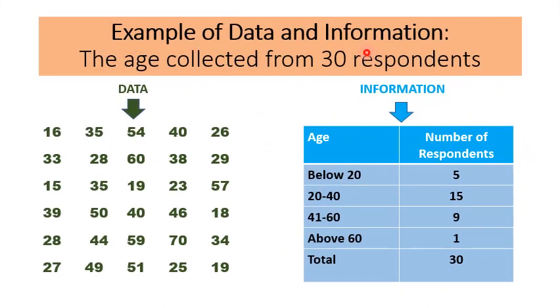Example of data and information. The age collected from 30 respondents are given here. It is an example of data. When it is processed, it becomes information. Here, the data is processed and arranged in a table. 5 respondents are below 20 years of age. Then in between 20 and 40 years of age, there are 15 respondents. Then in between 41 and 60 years of age, 9 respondents, and only 1 respondent is above 60 years of age.